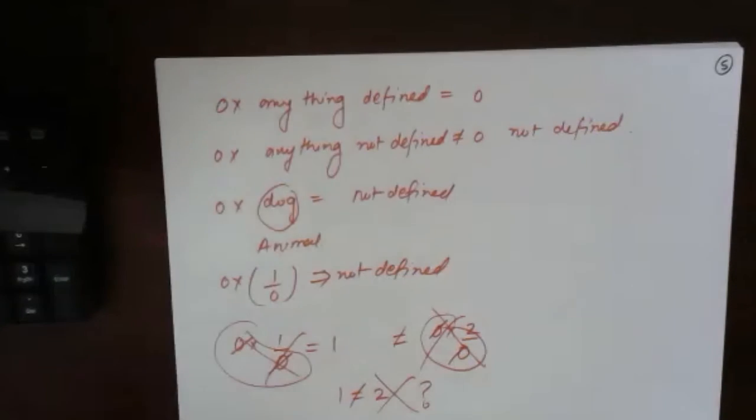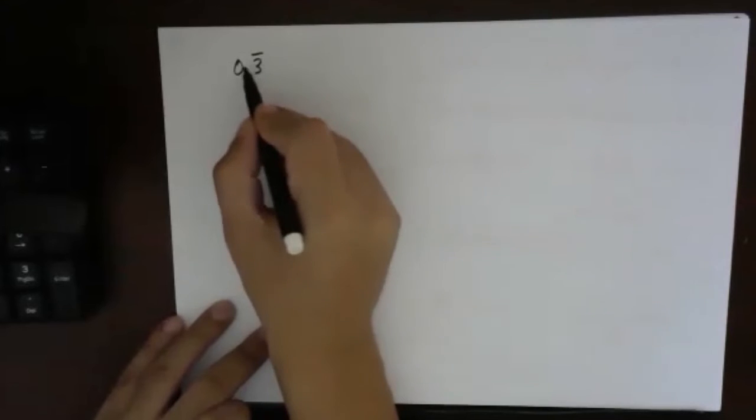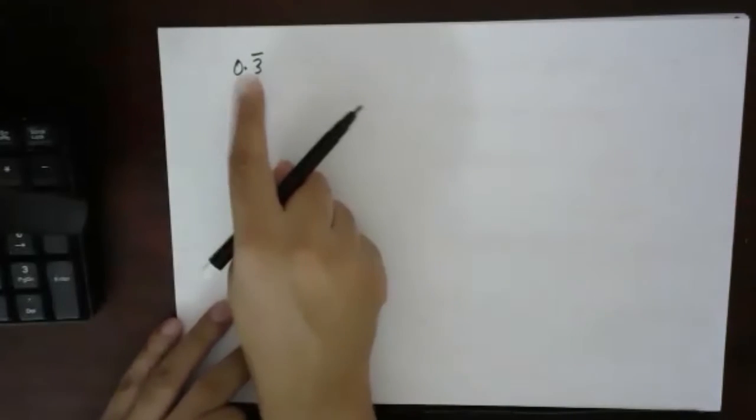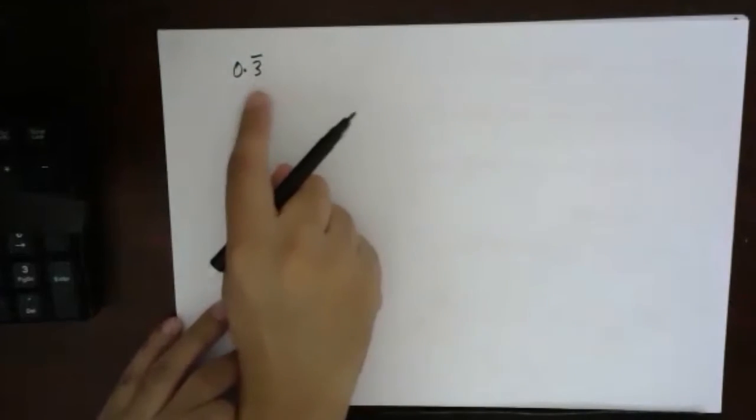See, one example I will give you. You might know it or not, but you have done rational and irrational numbers. Everybody has done rational and irrational numbers? Okay. Tell me, 0.3 bar: is this rational or irrational?